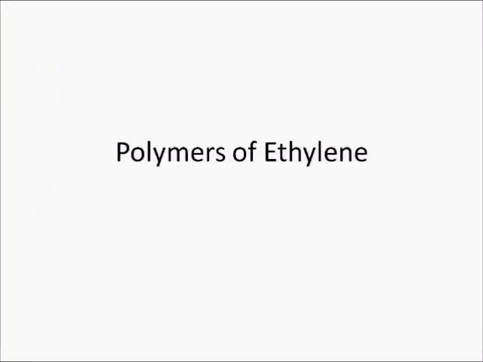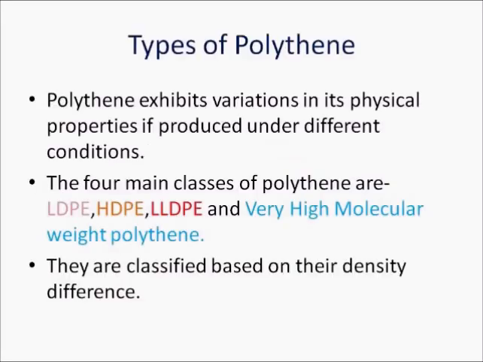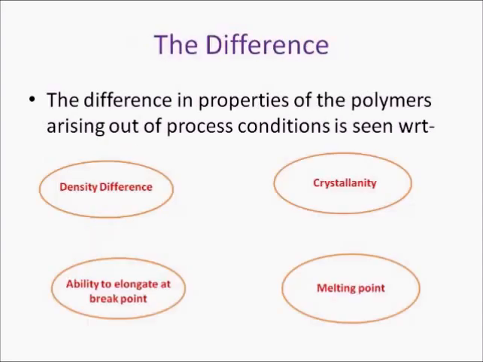Now, we will be looking into the polymers which are derived from ethylene. Polythene produced under different conditions show variations in its physical properties. Based on the densities, polythenes are classified as low density, high density, linear low density and very high molecular weight polythenes. The different physical properties which vary for different classes of polythenes are densities, crystallinity, melting points, and the ability of polythene to elongate at break point.